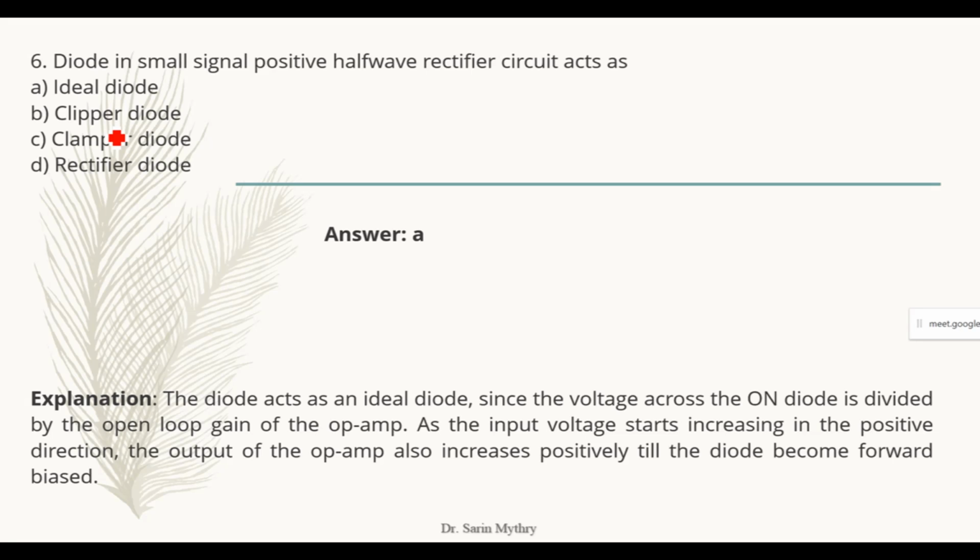Diode in a small signal positive half wave rectifier circuit is used as what? Just now we have studied that. What is a diode? Just now I have told you the definition of rectifier. Rectifier means a circuit which converts AC to DC.